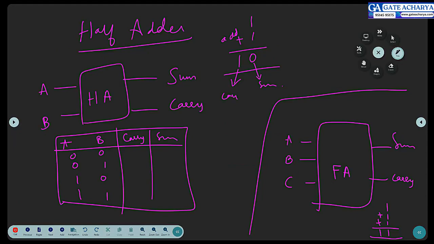Tomorrow morning we'll have flip-flops and all the sequential circuits. Later in the afternoon we will talk about ADC, DAC.